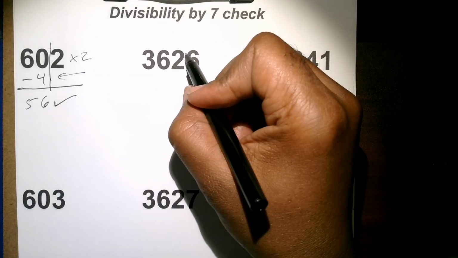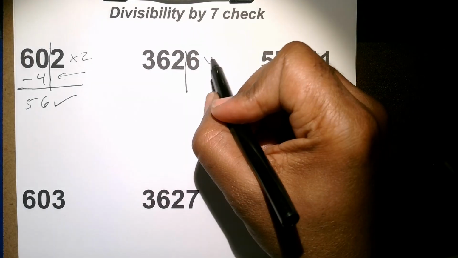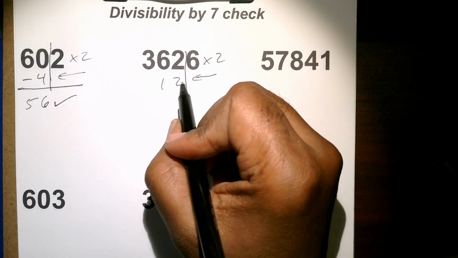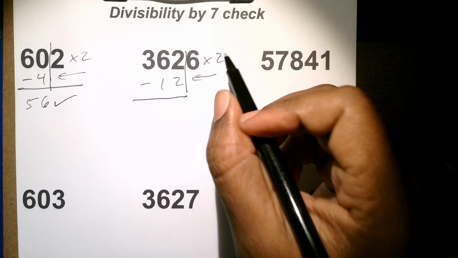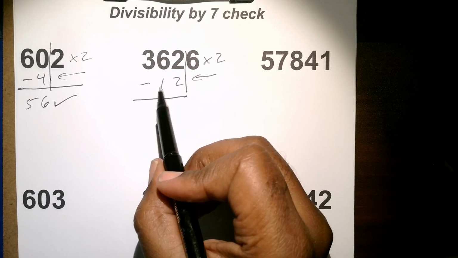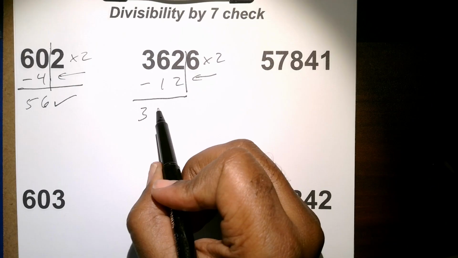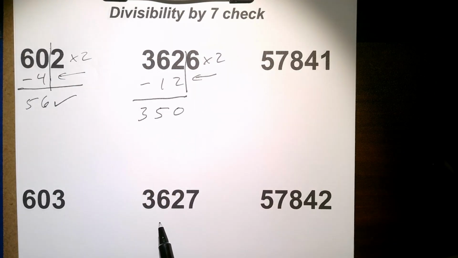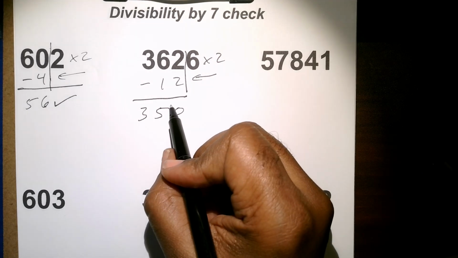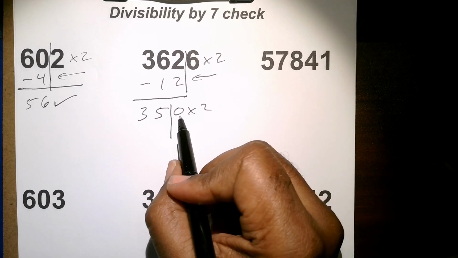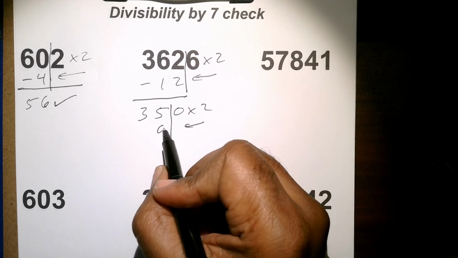We're going to break this up and multiply this by 2. So we'll get 12, and we'll put the 12 here and subtract. Okay, well, 362 minus 12 gives us 350. Okay, and let's do this again. Let's break this up and multiply this by 2, and we're going to get 0 times 2 is 0, so we're going to subtract 0.